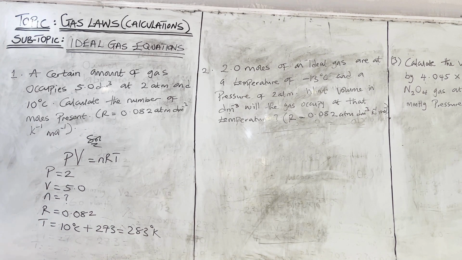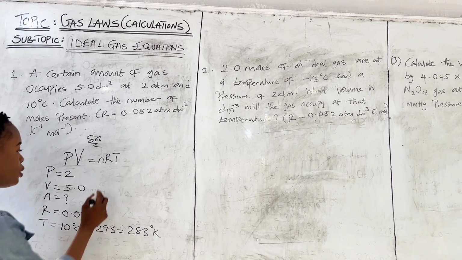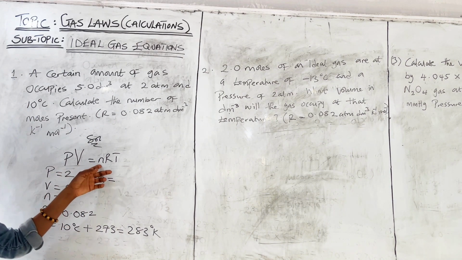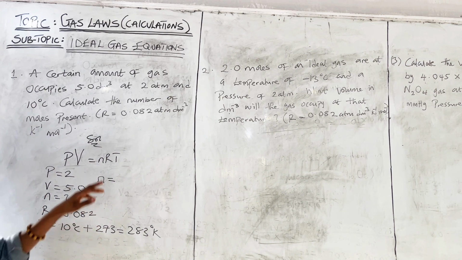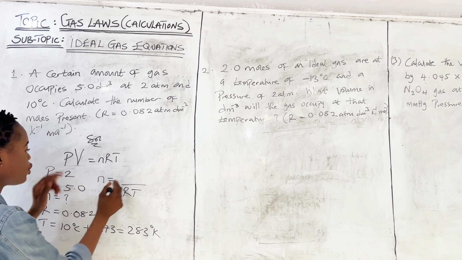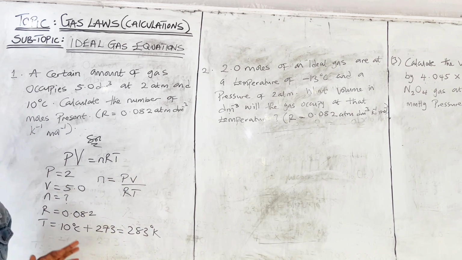Now that we have done this, we can make n the subject of the formula. How do we do that? n will now be equal to, like I said, the one that n is attached to goes under. So n is attached to RT, so RT goes under, and your PV goes on top. So I hope you understand.